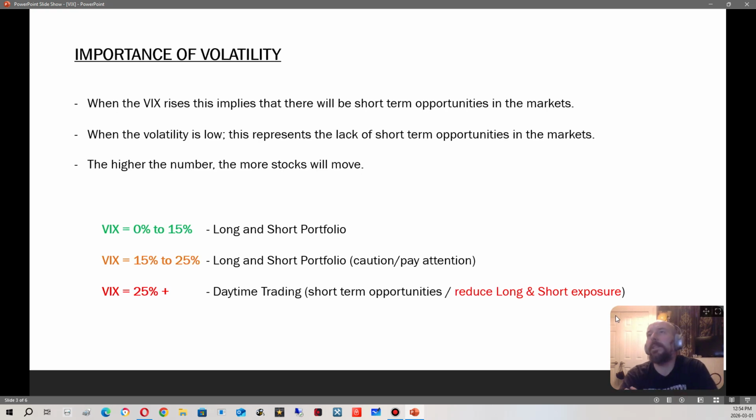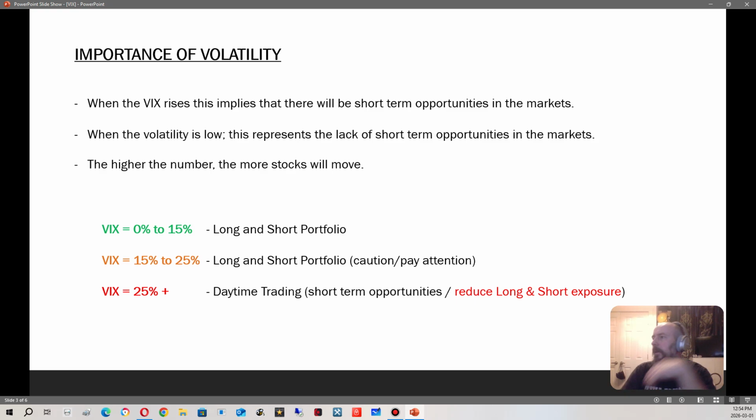When the VIX rises, this implies that there will be short-term opportunities in the market, meaning prices will move violently, and this creates opportunities in the options and the execution of those. When the volatility is low, this represents the lack of short-term opportunities in the markets. Stocks don't tend to move as much when the VIX is low versus move a lot more when the VIX is high.